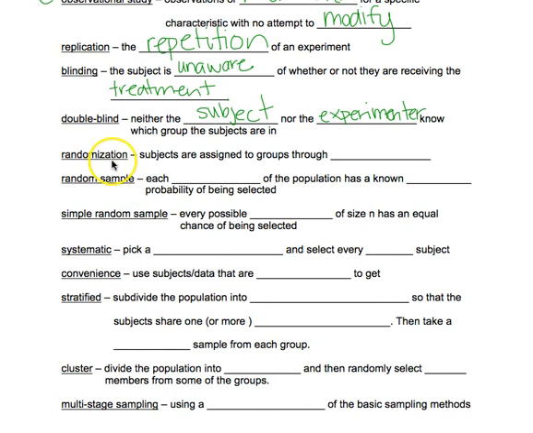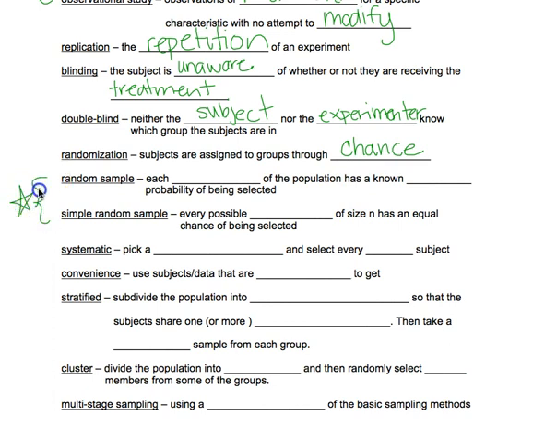Randomization, by definition, is when subjects are assigned to groups through chance. So you roll a dice, you flip a coin, you spin a wheel. So you're not being picked for a specific group because of a quality that you have. It's just random chance.